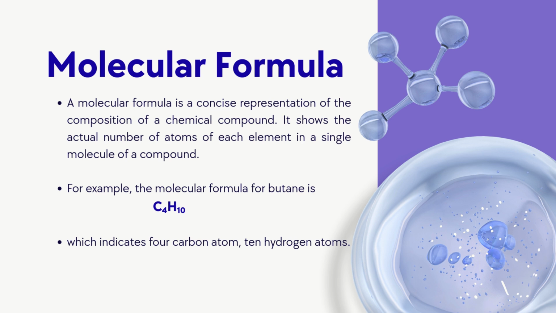A molecular formula serves as a brief depiction of a chemical compound's composition. It reveals the precise number of atoms for each element present in a single molecule of that compound. For example, the molecular formula for butane is C4H10, which indicates 4 carbon atoms and 10 hydrogen atoms.